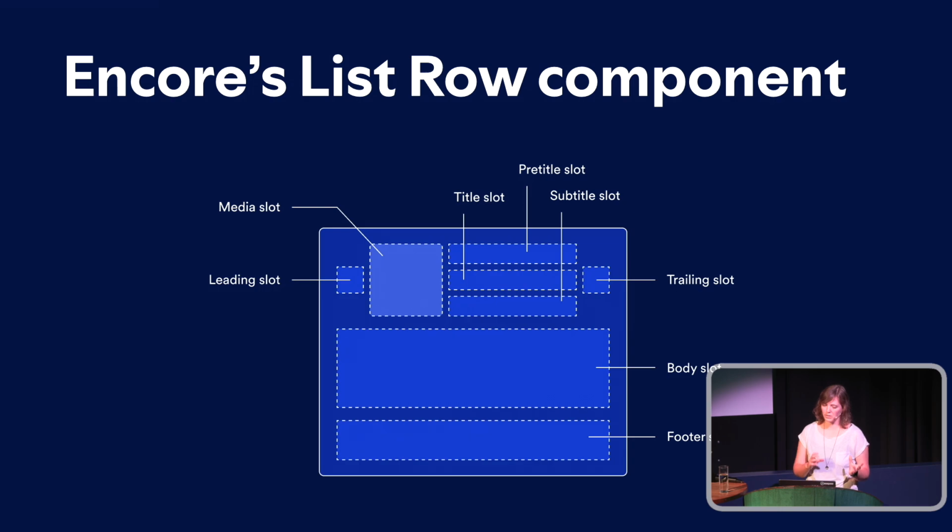We have, for example, the leading slot, which can have an icon. We have a media slot, which can have a local or a remote image. We have a pre-title, which is usually a text. We have the title, which can be a text. We have the subtitle, which can be a text with badges and additional information. We have the trailing slot, the body, and the footer slot. Only the title slot here is mandatory, all of the other ones are optional.